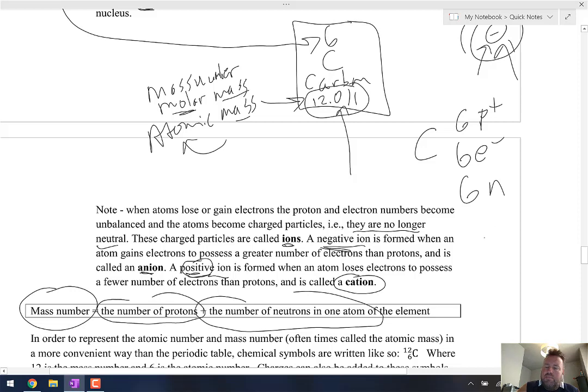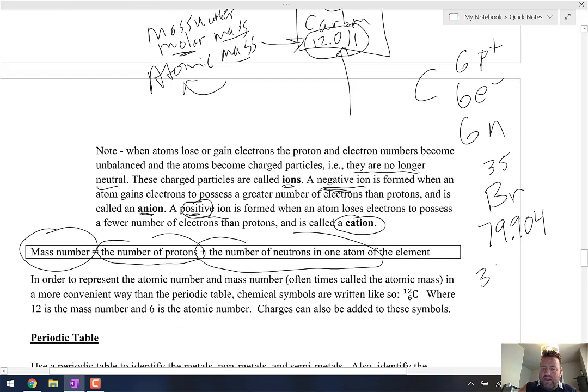Something like, let's think of the element bromine. Bromine has an atomic number of 35, and it has an atomic mass of 79.904. So that means that a bromine atom has 35 protons, 35 electrons, and 79.9, we'll round that to 80, and then 80 minus 35, I believe, is 45 neutrons.